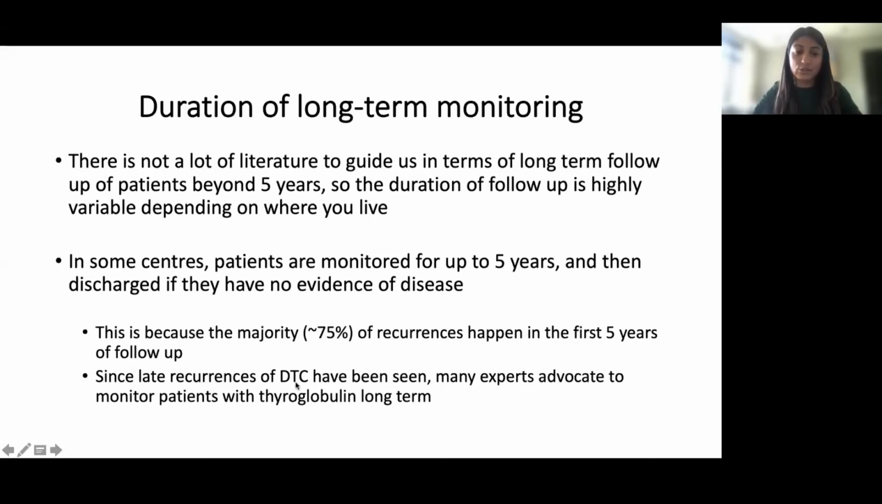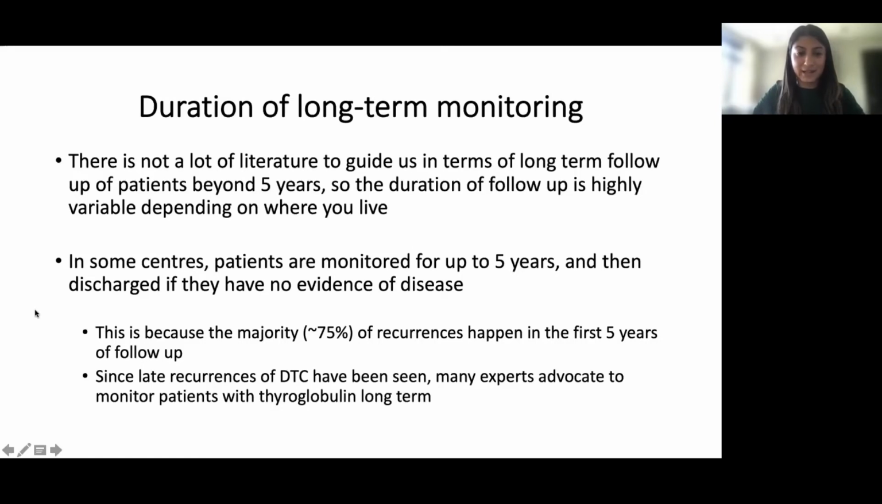Since late recurrences do occur though, because around 25% of them will happen after the first 5 years, a lot of experts advocate monitoring patients with thyroglobulin long-term. So not necessarily imaging, but using the tumor marker. If it's negative, and then all of a sudden it starts to go up, that's a good reason to do the imaging and reevaluate the patient. Although we don't have good high quality research to tell us what to do, most centers will discharge patients around 5 years, but then they will continue with their primary care doctor to have their tumor marker done pretty much on a yearly basis forever. So that's the most common, but of course, highly variable depending on where you live.